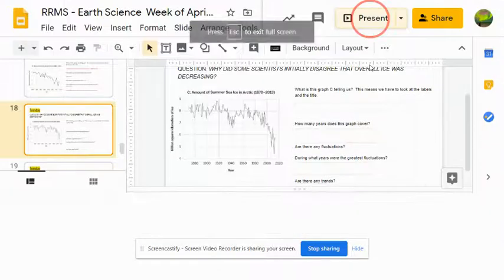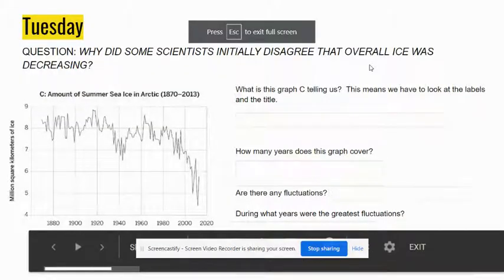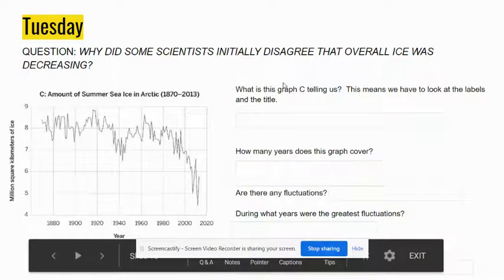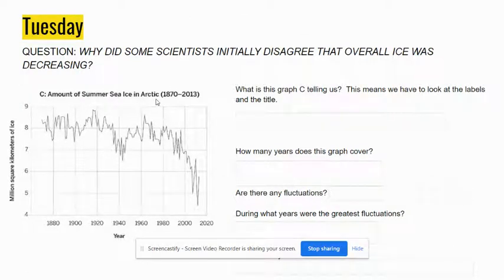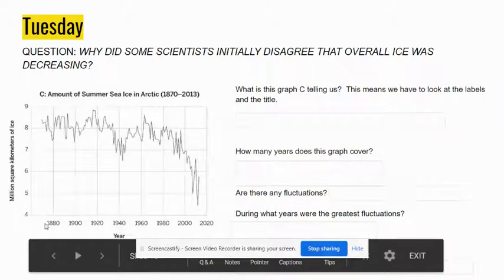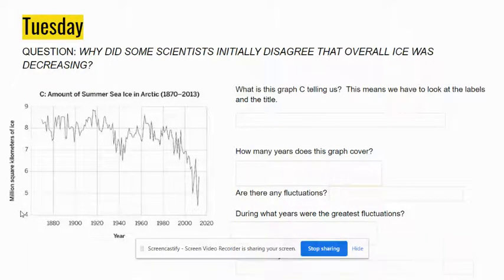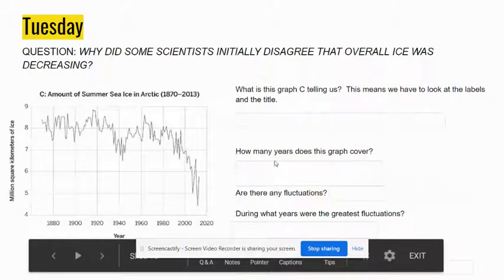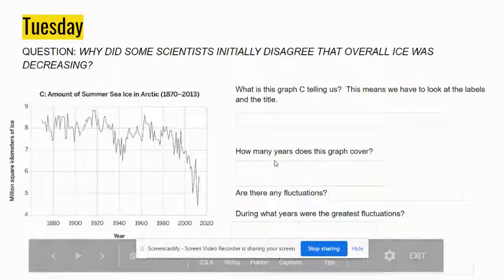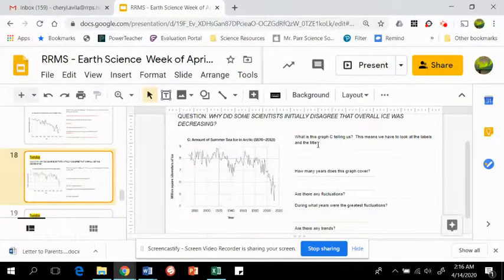Well, what do you know? We have another graph, graph C. Okay, so graph C, we have amount of summer sea ice in the Arctic from 1870 to 2013. So a lot more years than the previous two graphs. X-axis is showing us years again. Y-axis is showing us million square kilometers of ice. So what is this graph C telling us? This means we have to look at the labels and the title. This is telling us the amount of summer sea ice in the Arctic from 1870 to 2013.